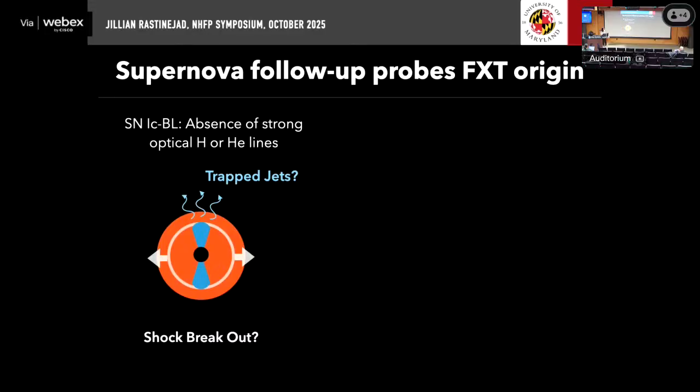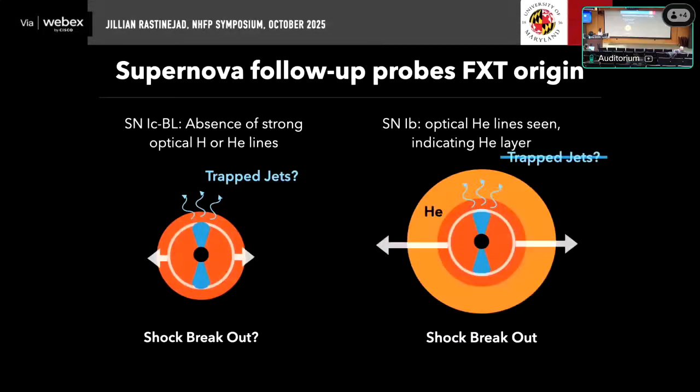And so what I'm interested in doing is follow-up of the supernovae that accompany these to test these different mechanisms. Just a little bit of nomenclature for people that don't think about supernovae all the time. Supernova 1c-BL: 1c means you don't have any hydrogen or helium in the optical, and the broad lines let you know that there's relativistic ejecta. So in the scenario where you have a 1c-BL, it's hard to disentangle if the FXT is coming from trapped jets or from shock breakout.